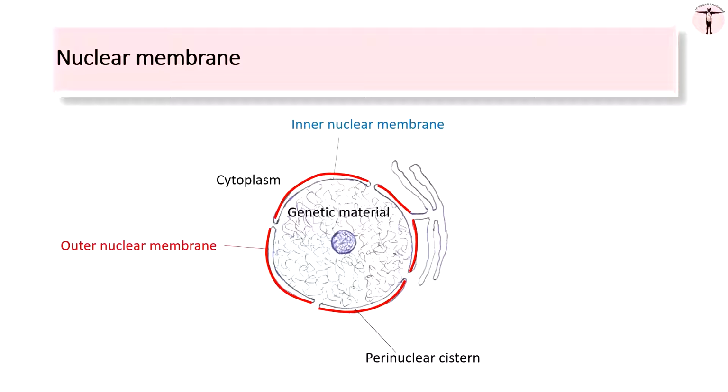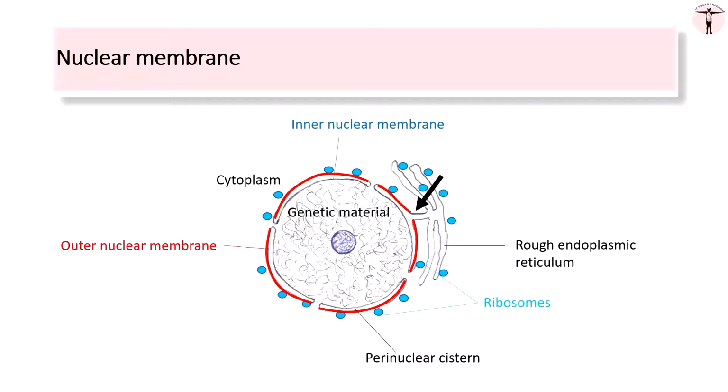The outer nuclear membrane is continuous with the membrane of the rough endoplasmic reticulum. The outer nuclear membrane and rough endoplasmic reticulum are similarly studded with ribosomes. The inner membrane is a separate entity and is ribosome free. It gives attachment to the ends of chromosomes and a dense coating of chromatin during interphase.